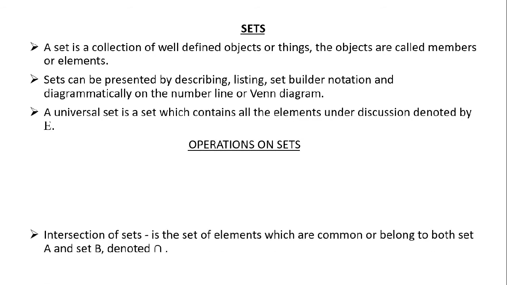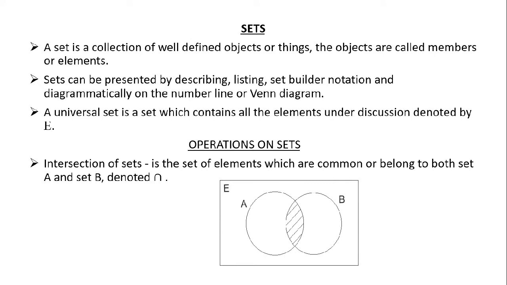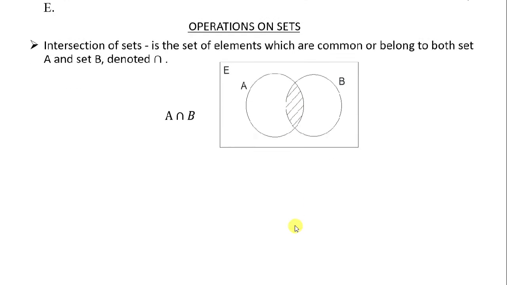Operations on sets. Intersection of sets is the set of elements which are common or belong to both set A and set B, denoted by ∩. So you can present the intersection of sets by showing that region. That is the region where you have elements which are common between A and B. So that is our A intersection B.